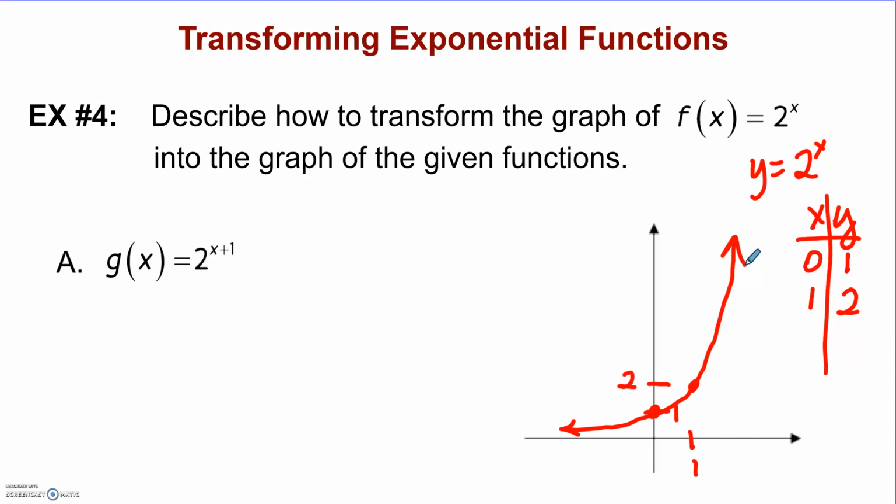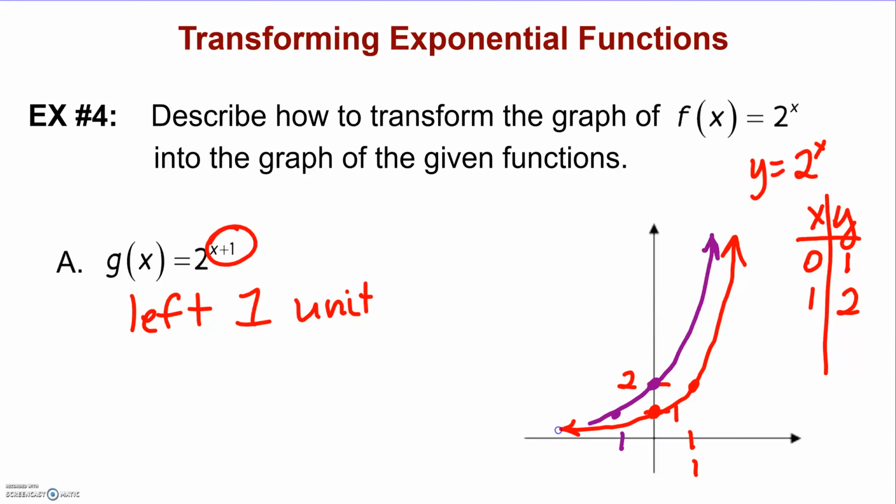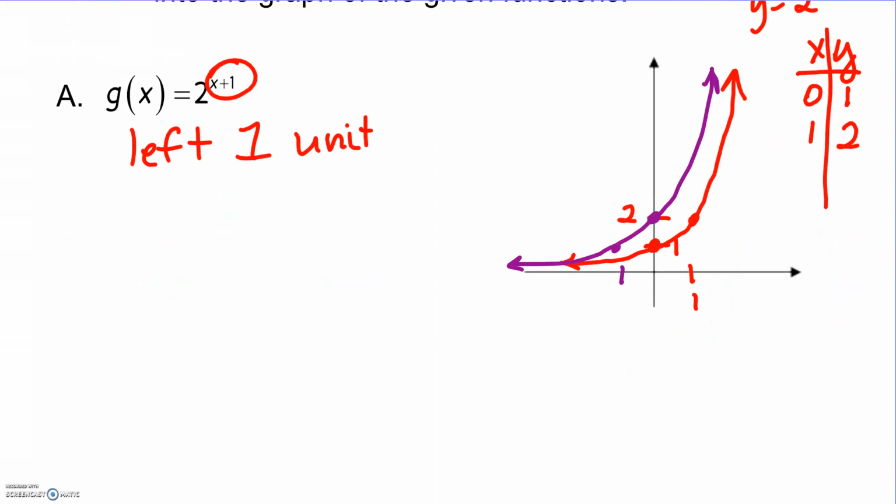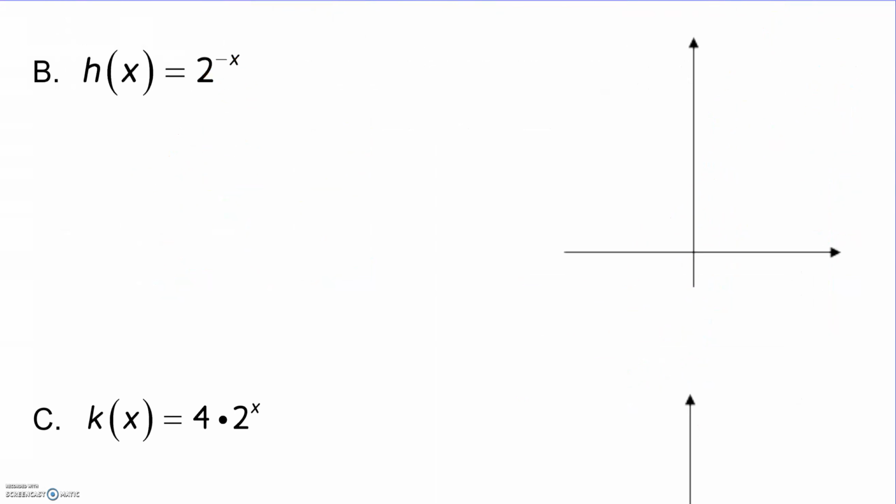Now, if you have this x plus 1 up here, you may remember adding 1 to the x value just shifts it left 1 unit. So all you're doing there is taking this graph and shifting it to the left 1. So each of these points goes 1 to the left, and now your graph looks something like this. If you look at B, which I think I have on the next page here, 2 to the negative x, when you multiply the x by a negative, that just reflects it across the y-axis.